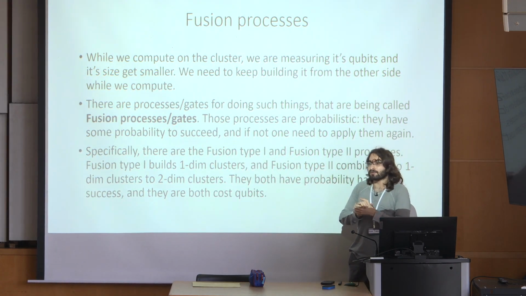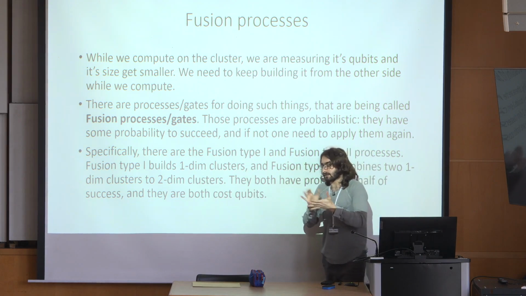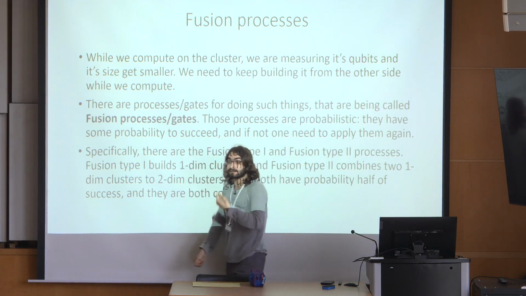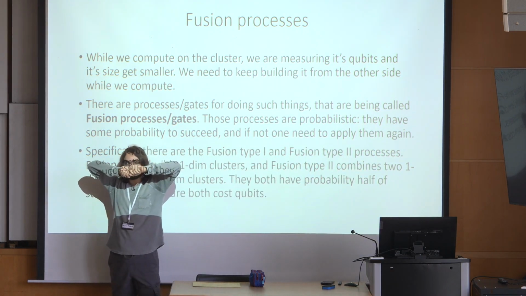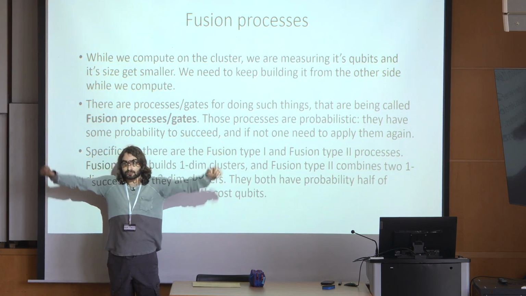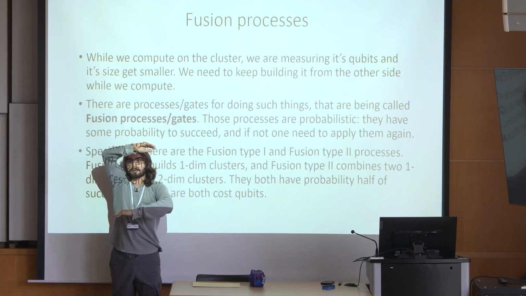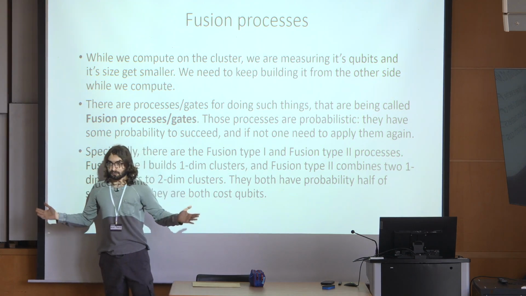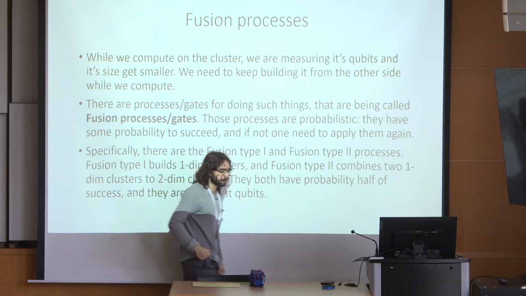And one of the most popular fusion gates are fusion type 1 and type 2. With fusion type 1, we build a one-dimensional cluster, and with fusion type 2, we take one-dimensional clusters and we align them together. So we are going to focus here on fusion type 2.